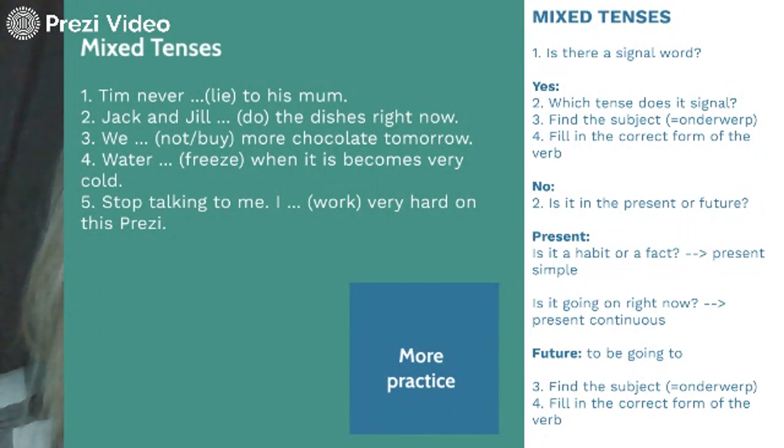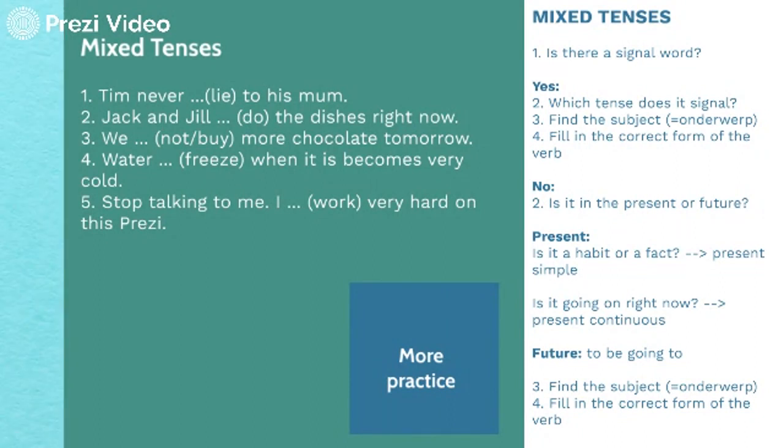Okay, so a lot of text right now. On the right, you can see a list of steps. Step number 1, is there a signal word? And then there's yes, and there's no. So I'm going to talk you through these sentences. If at any point you want to try them for yourself, just pause my explanation and then you can listen to me again when you are done.